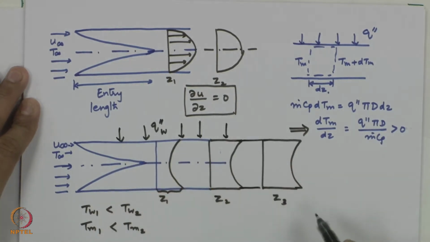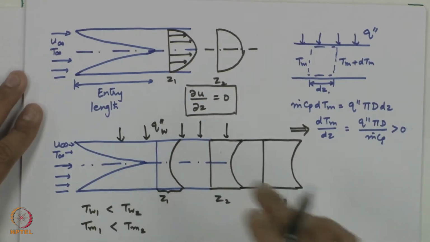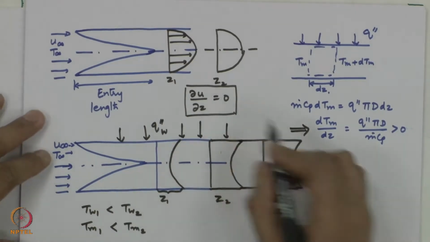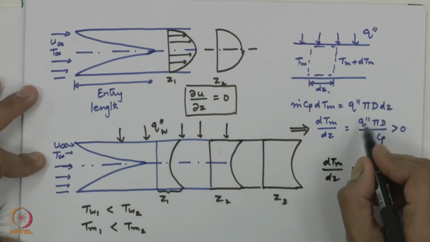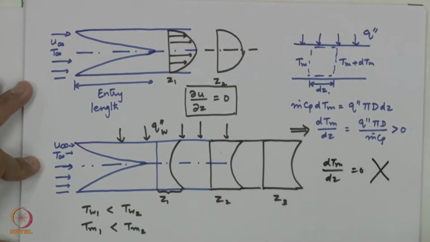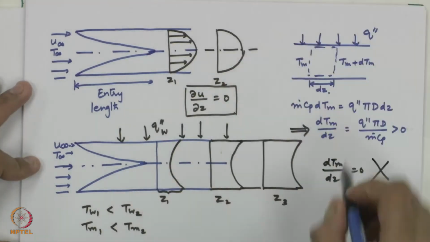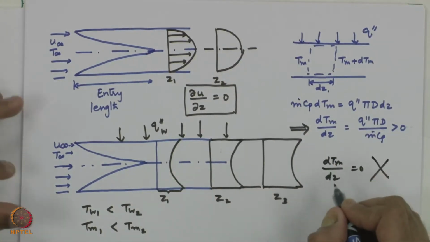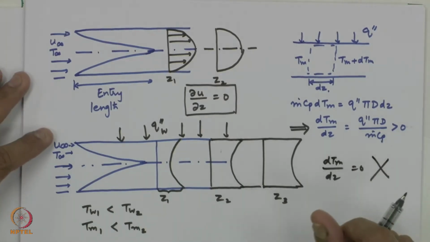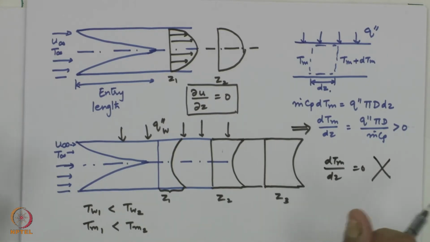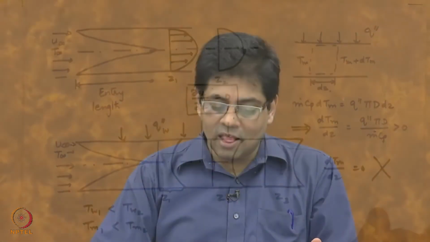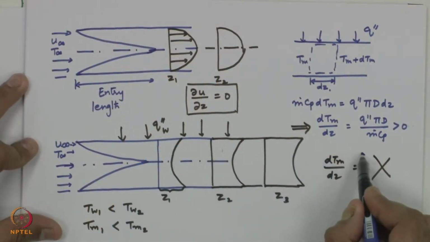From this it appears that there would be nothing like a thermally fully developed flow, just so we cannot write dTm by dz equal to 0. Here we have dTm by dz greater than 0. So, such a statement, writing dTm by dz equal to 0, is not possible. It appears as if the concept of thermally fully developed does not exist. We will see later on that there is a modification to the definition that will happen. The idea of thermally fully developed would be there, it's just that it will not be as simple as this. It will not be the fact that dTm by dz equal to 0.